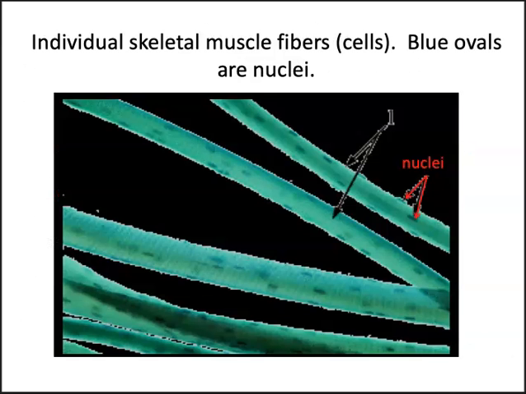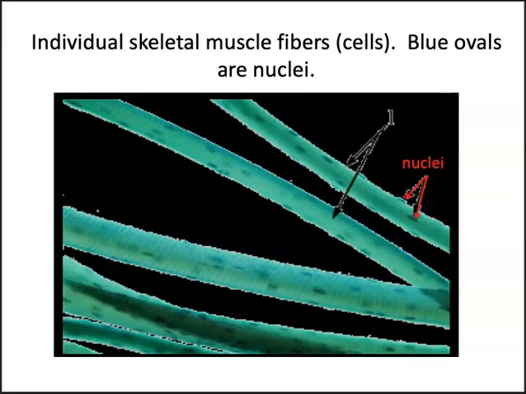Here we're looking at a micrograph of individual skeletal muscle fibers. They've been pulled apart a little bit so that you can see the details of each cell. Each of these green lines is one muscle fiber running across the micrograph. Again, we're not seeing the entire cell. It gets cut off at the edge of the micrograph here.